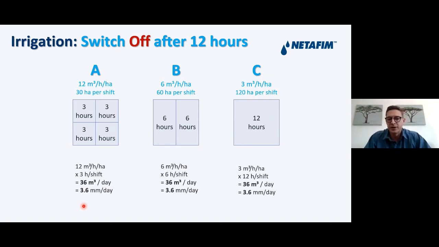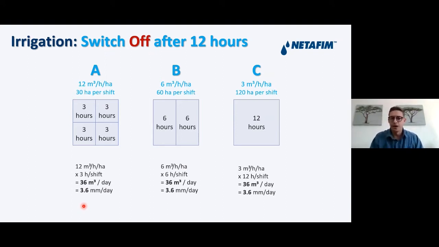On farm B, we had to do it in 2 shifts, each block 60 hectares in size with a flow rate of 6 cubes to reach our daily water requirement. And on farm C, we could have done the whole 120 hectares in 1 shift, in 1 go, because of the lower flow rates.